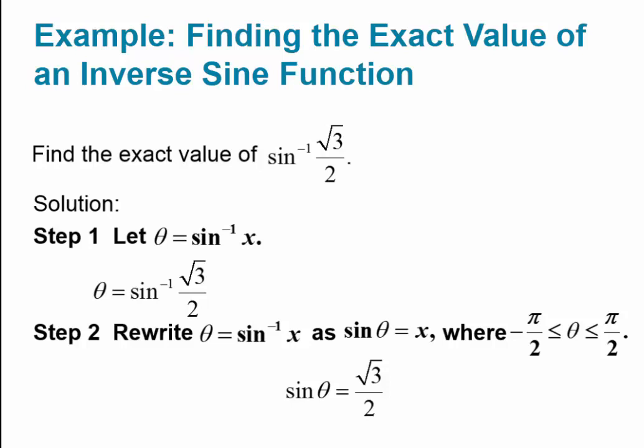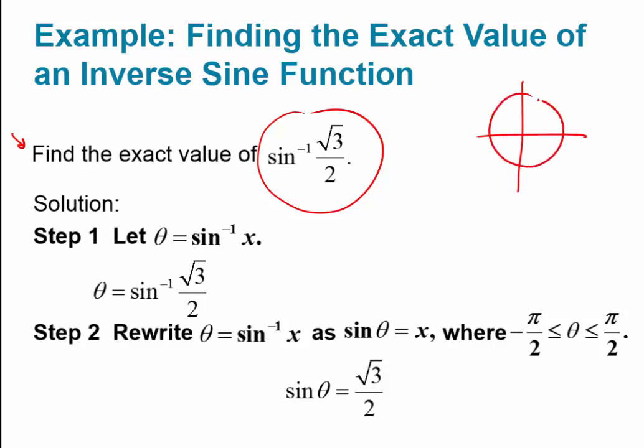All right, let's take a look at an example now for finding the exact value of the inverse sine function. So we're asked here to find the exact value of sine inverse of the square root of 3 over 2. If we're looking at our unit circle, we want the value where my y-coordinate, my sine value, was the square root of 3 over 2. Remember, sine starts out at 0, square root of 0 over 2, square root of 1 over 2, square root of 2 over 2, square root of 3 over 2.